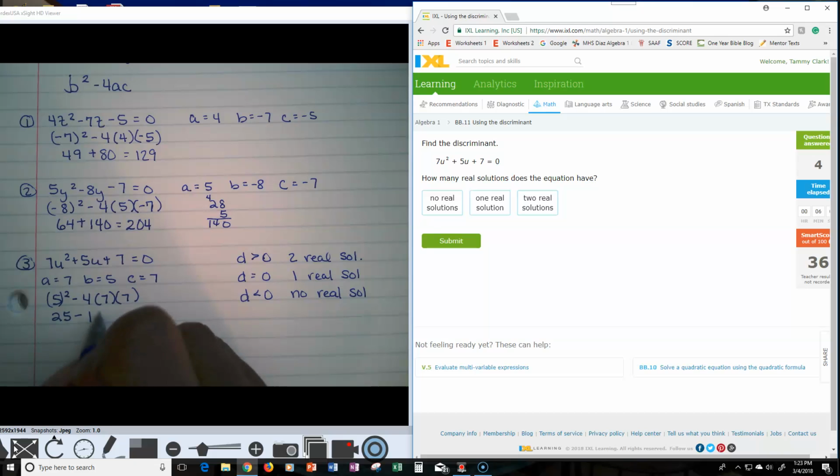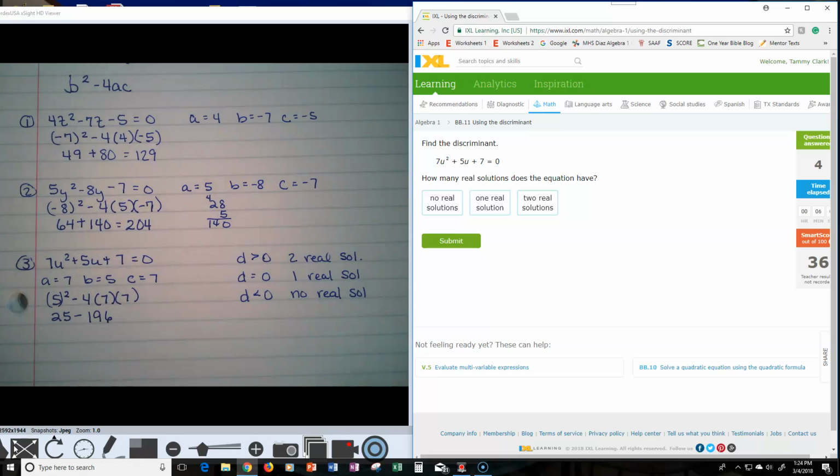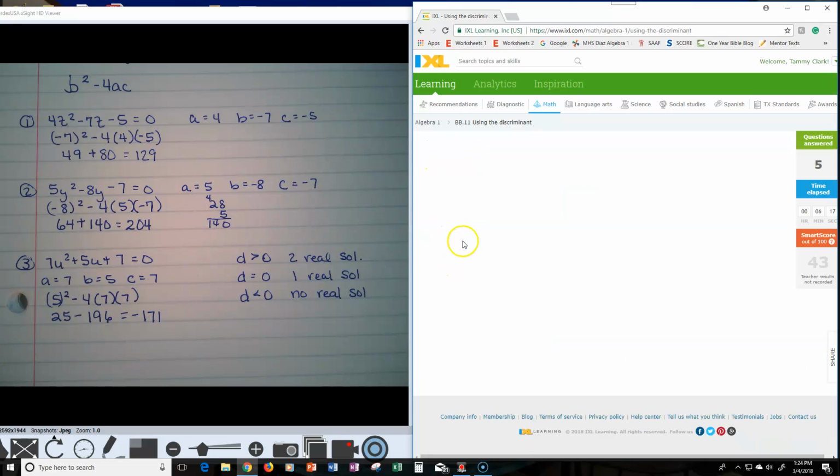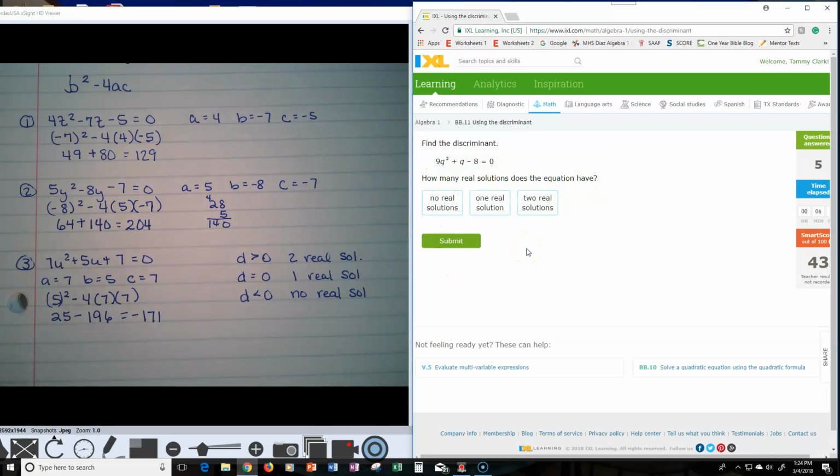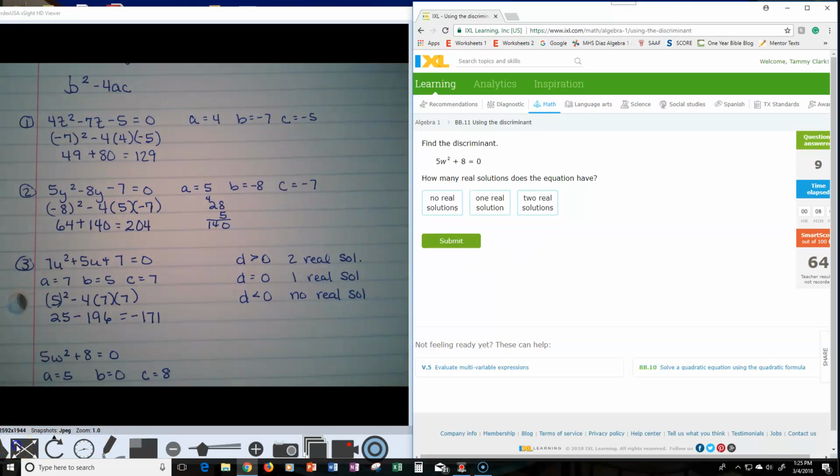So that's 25 minus 196. At this point, you could stop. You don't have to continue the math. If you do, you'll see that that is equal to negative 171. The discriminant is less than 0, so we have no real solutions. And so you'll continue with this one. I'll see if there are any others we need to address.